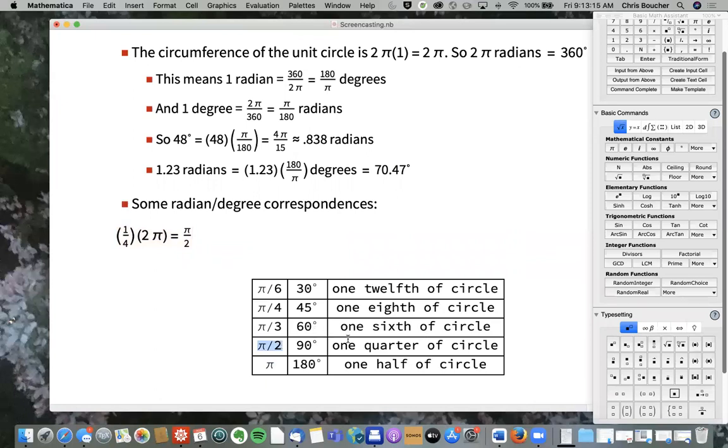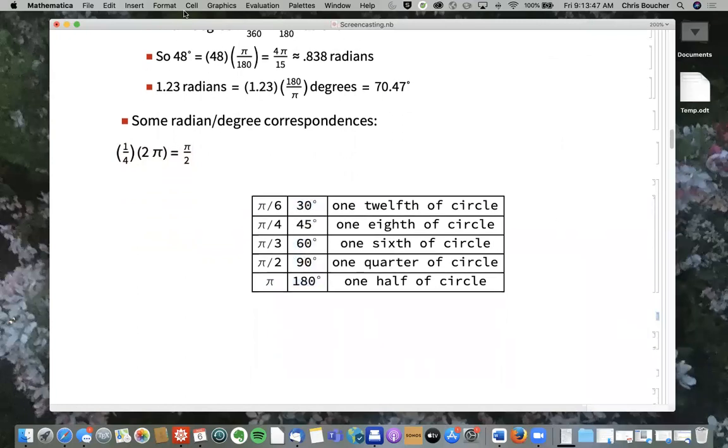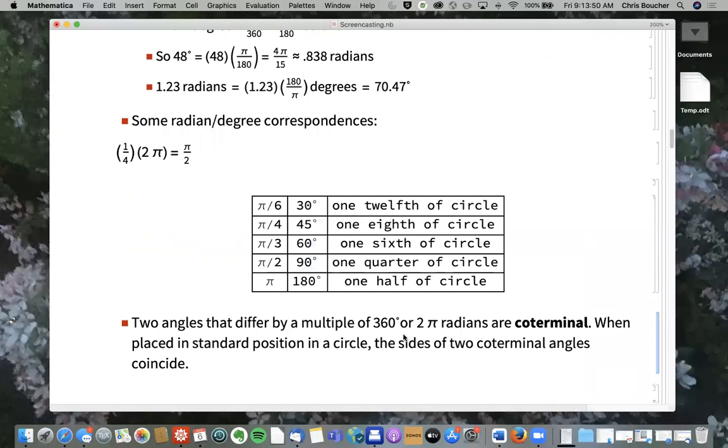And we just do a similar thing for these other ones, right? 60 is 1/6 of 360 degrees. And if I take 1/6 and multiply by 2 pi, I get pi over 3. 45 degrees is pi over 4. 30 degrees is pi over 6. Again, the first column here is the radian measure of the angle. So all of these are radian measures. These are the degree measures of the angles, and then the fraction of the entire circle that the angle takes up is in the last column. Okay, so again, this has all been about converting between degrees and radians.